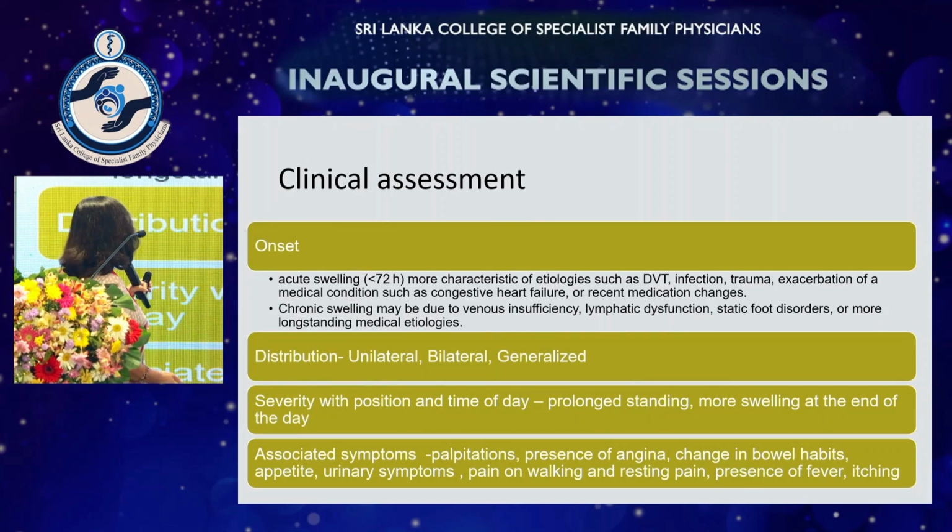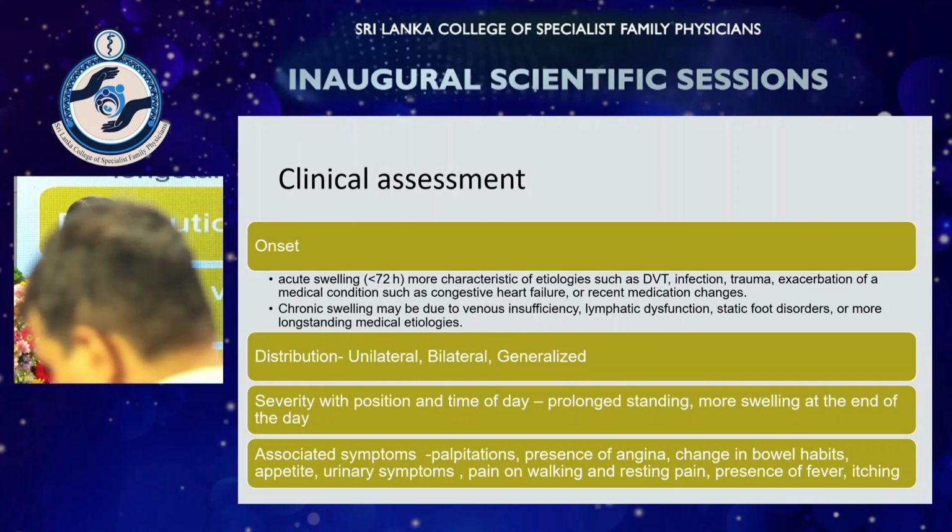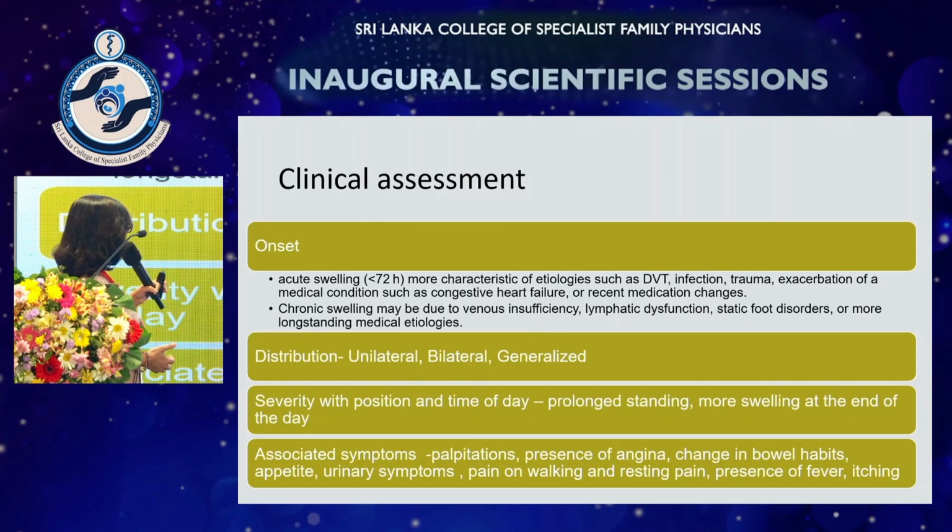So when you get the history, think about all these things without giving any medication to people. And chronic swelling may be due to venous insufficiency, lymphatic dysfunction, as well as the other examples I've given. The other clinical assessment we have to think about is the distribution, whether it's unilateral, bilateral, or generalized. So we have to consider those things before you give some medicine to patients.